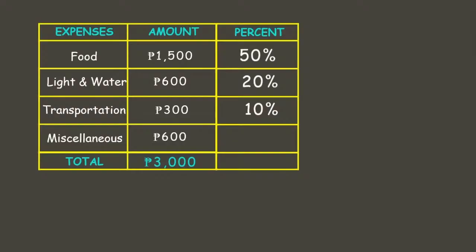Awesome! Lastly, we have the miscellaneous, which is 600 pesos, and just the same as the light and water. It means that they have the same percent, which is 20%. Now this is a total of 100%.